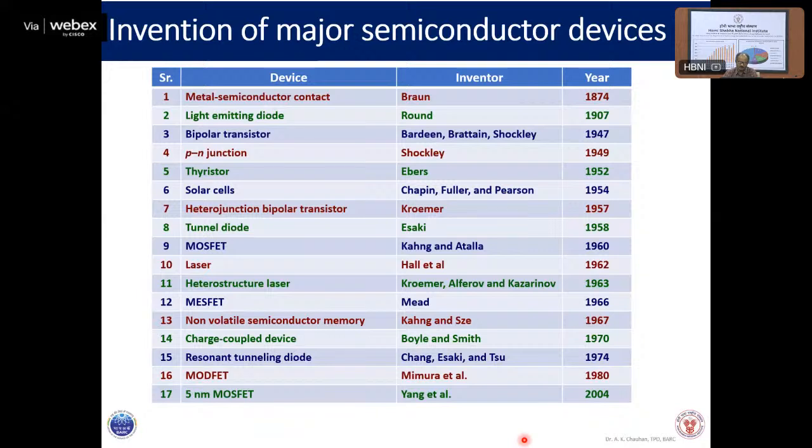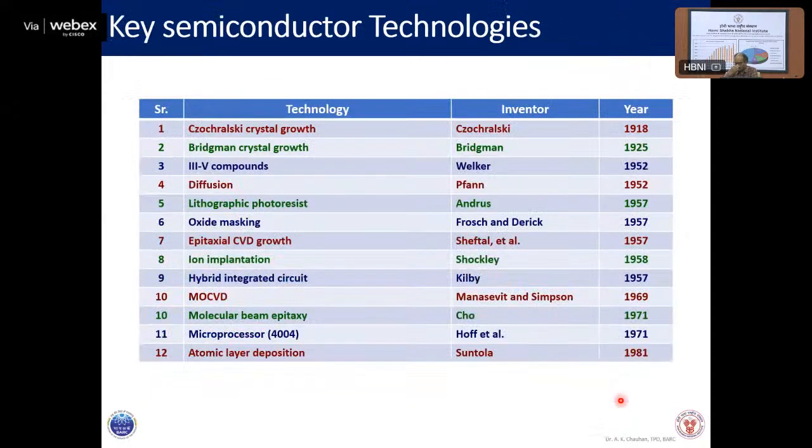So now the last two slides, that is the invention of major semiconducting devices. Metal semiconductor contact was invented in 1874, then light emitting diode in 1907, bipolar transistors in 1947, p-n junction in 1947. This shows year by year how we have progressed from a simple metal semiconductor contact, which gave a rectifying behavior, and now we have reached the MOSFET level where the transistor size is only up to 5 nanometers, and even more.